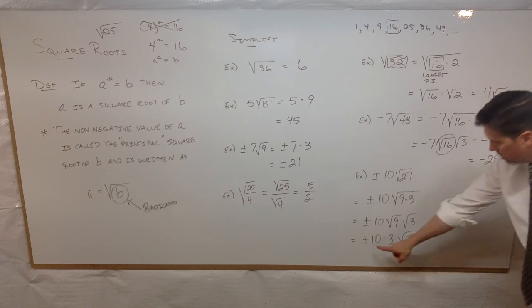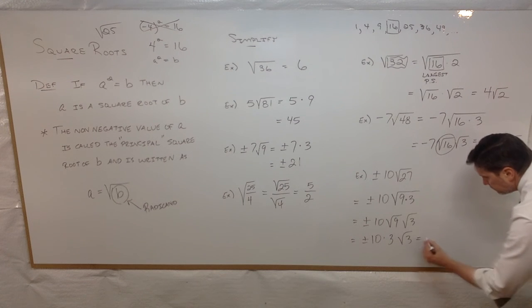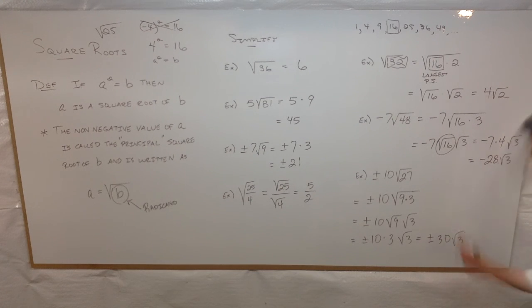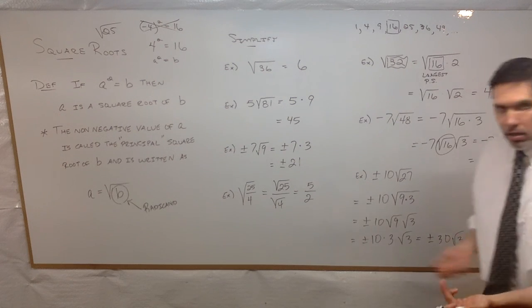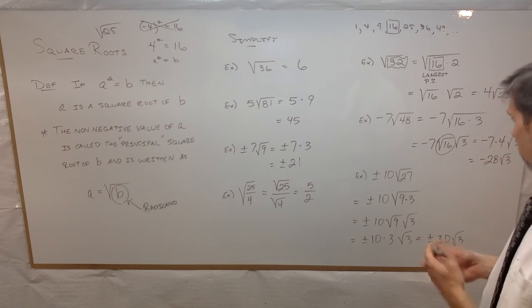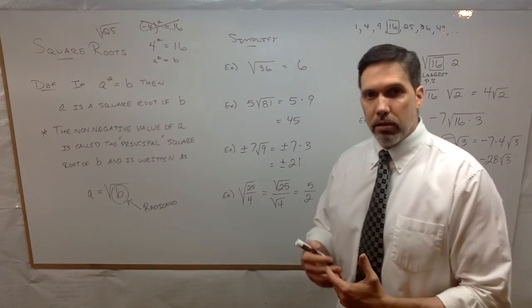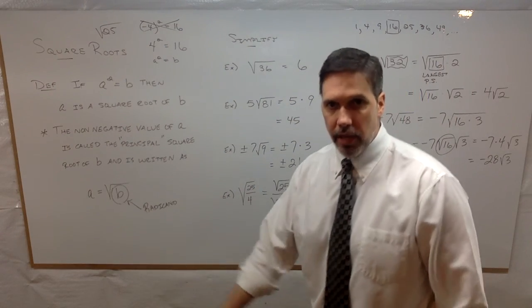Final answer will be plus or minus 30 square root 3, which is the simplified version of plus or minus 10 square root 27. All right, we'll see what else we can do with these square roots in the next video.